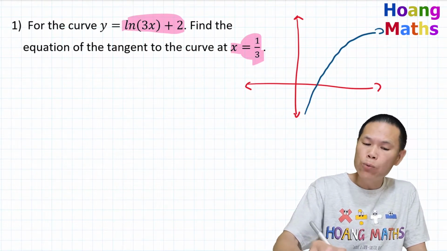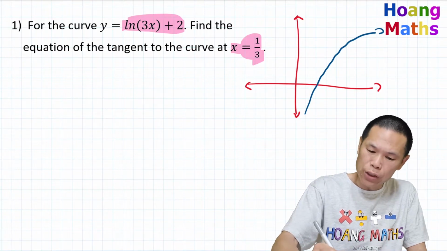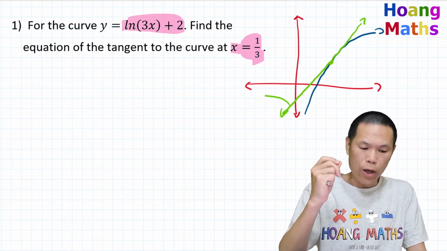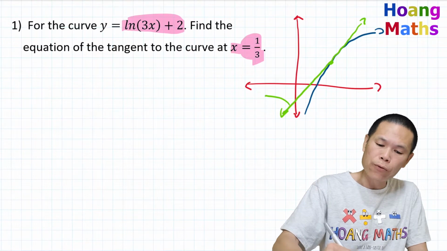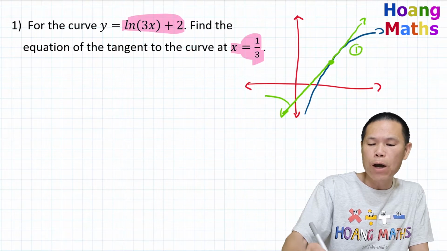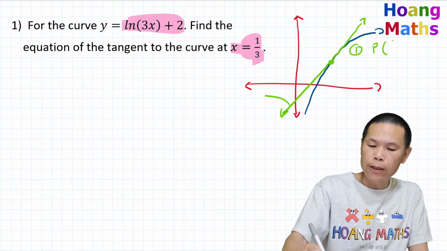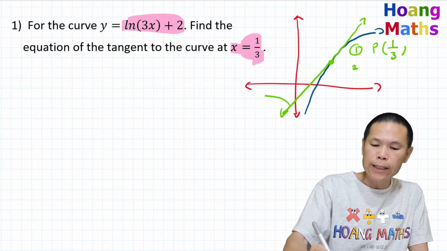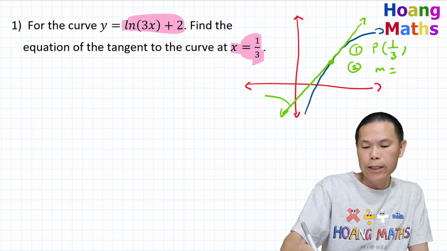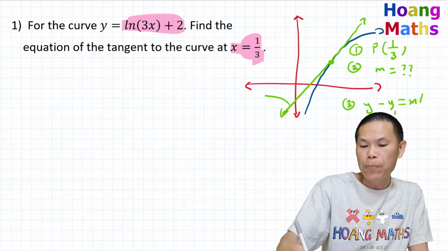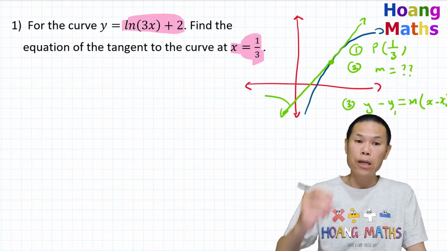Now we need to find the equation of the tangent roughly here, just to explain it to you. So this is the tangent to the curve, and we need to find this equation. Step number one, we need to find the point. x is a third, and we need to find the y value. Second step, we need to find the gradient. Third step, we use the formula y minus y1 equals m times x minus x1 to find the equation.